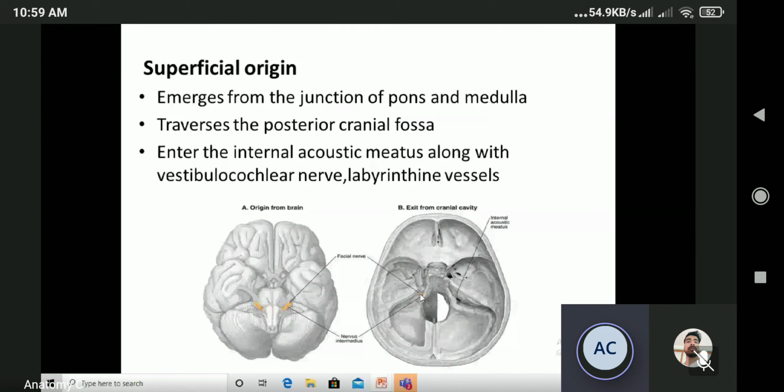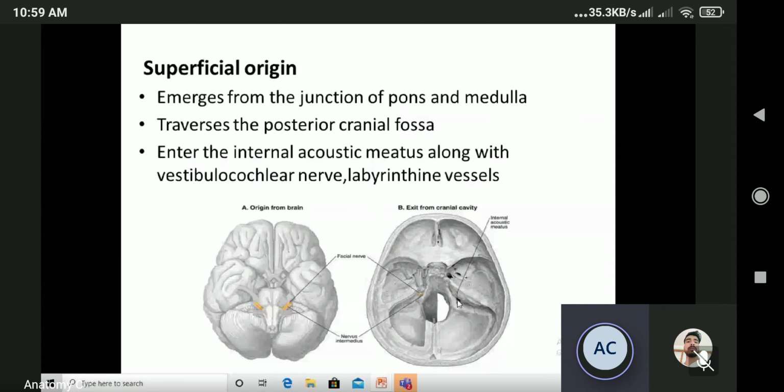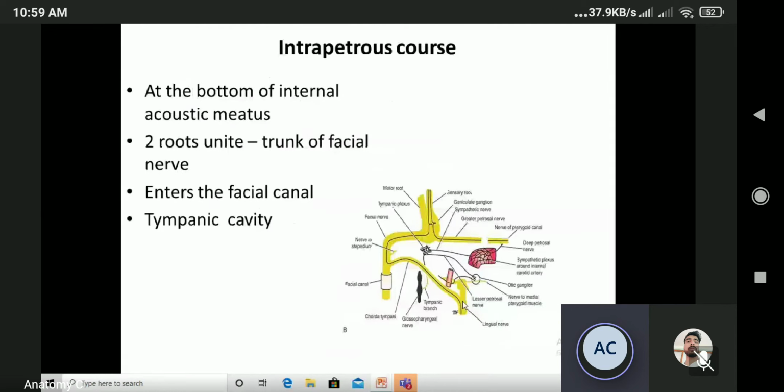Now after that, it runs within the petrous part of the temporal bone, isn't it? The internal acoustic meatus is also present within the petrous part of the temporal bone. So the nerve runs within the petrous part. That is also known as the intrapetrous course. Okay, now come to the intrapetrous course.